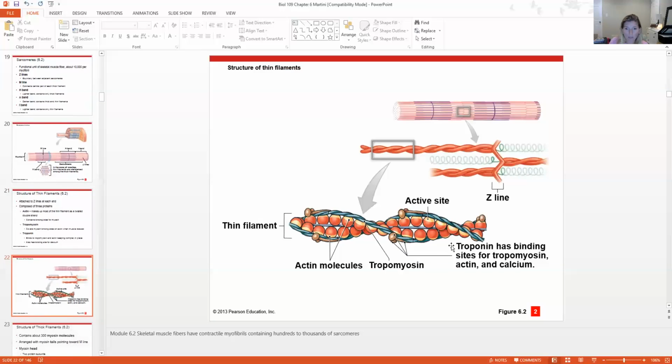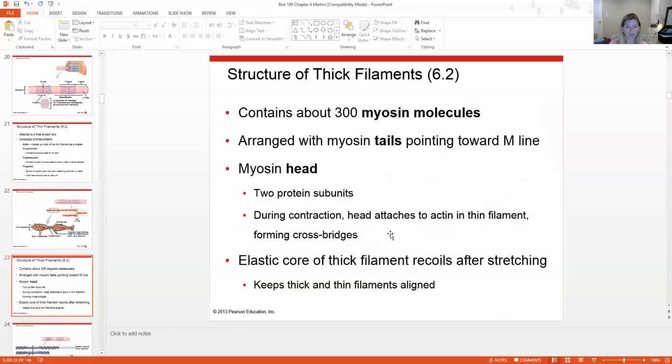And the troponin are these little kind of knobs that are blocking that tropomyosin long filament. So the troponin is there. That's where the calcium's going to bind. That calcium is then going to move that troponin and reveal that active site for the myosin to bind. Let's look at the myosin structure, and then we'll put the whole thing together.